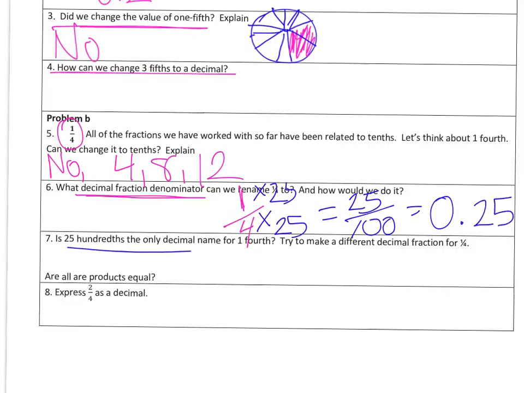So is 25 hundredths the only decimal name for 1/4? Well, we could do 250 thousandths. But since adding that 0 doesn't really change anything, this is still basically the same as 25 hundredths. All right, your turn. Show me 2/4 as a decimal, please. Raise your hand when you're ready for me to give you a smelly star.